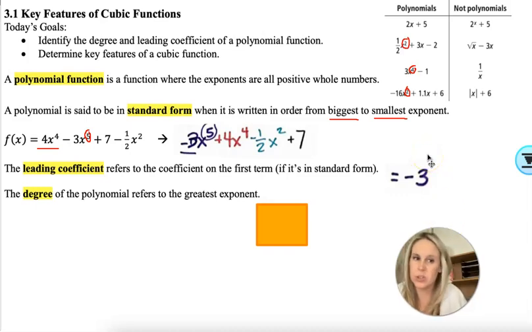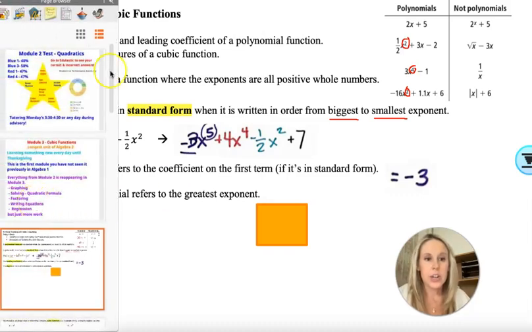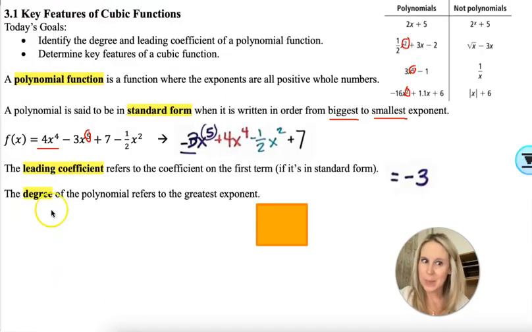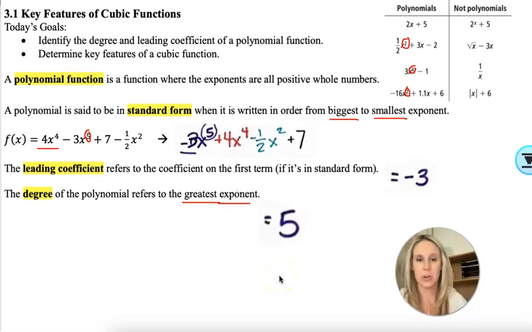Okay? So coefficient, just a number. The degree, this keeps popping up, is going to refer to the exponent. And so it's your greatest exponent. So again, my greatest exponent was a 5. So our degree of this polynomial would be a 5. So that's kind of a few new vocabulary words for us. Degree is an exponent. Leading coefficient is the number in front when you put it in order, aka standard form. Okay, moving on.